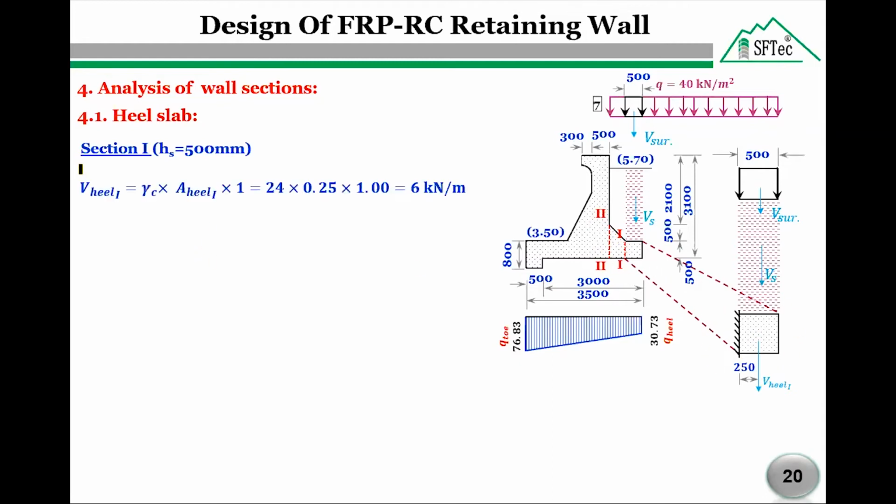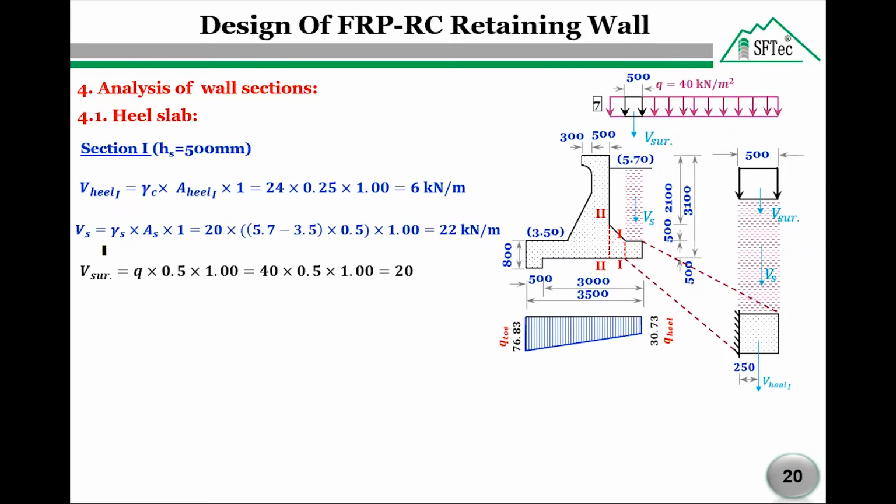The weight of the heel slab at section 1-1 equals 6 kilonewton per meter. The weight of the soil acting on the heel slab at section 1-1 equals gamma soil times the area of soil, this triangle. The weight due to surcharge equals the surcharge value times the effective surcharge length. The effective surcharge length here equals 0.5 meter or 500 millimeter.